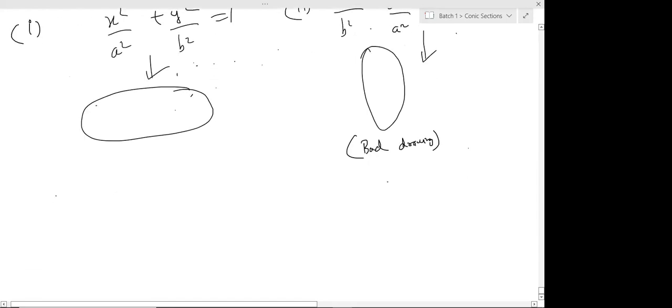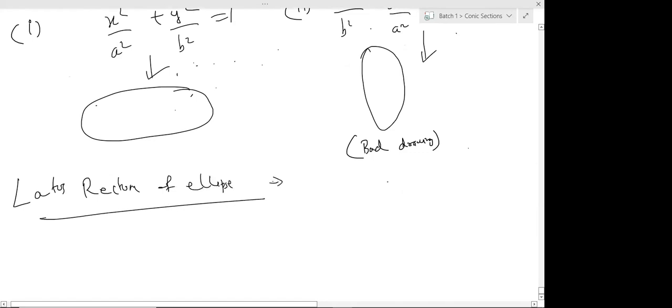All right. Write down latus rectum of ellipse. Okay, Shabia. What was latus rectum in parabola? 4A. 4A. Can you tell me the definition?